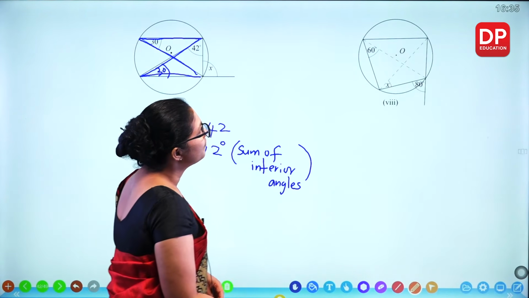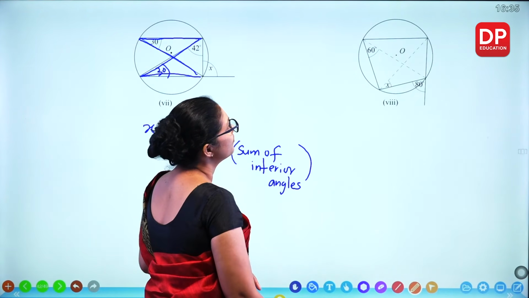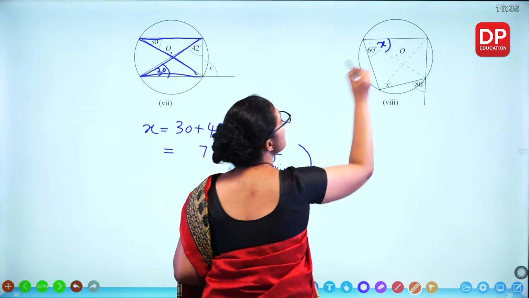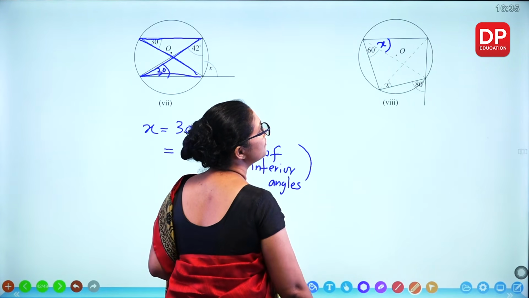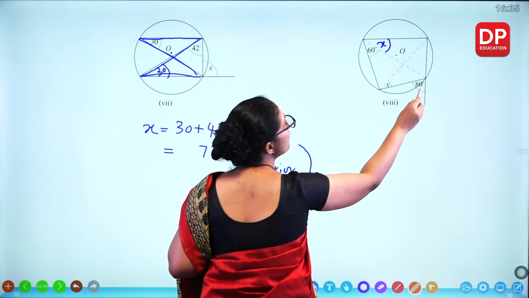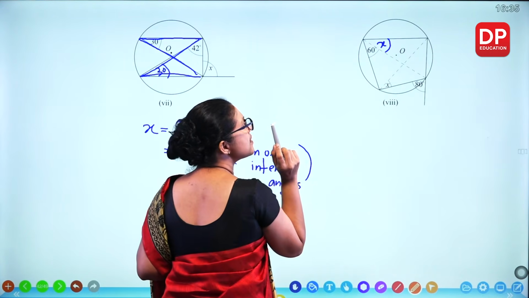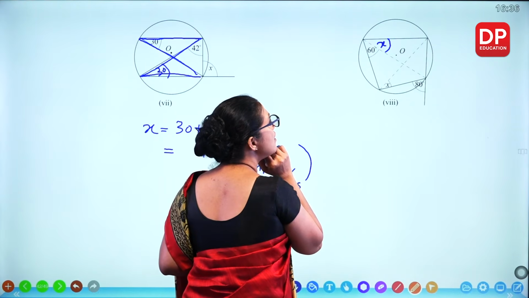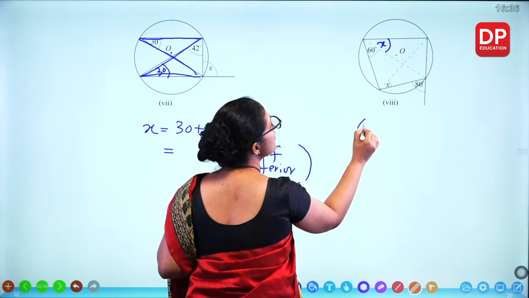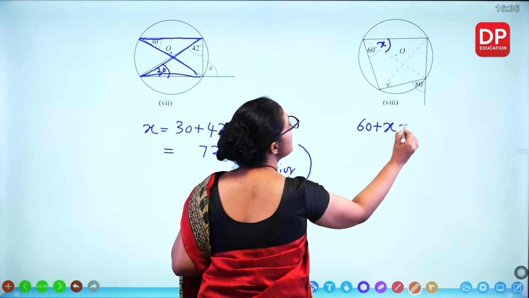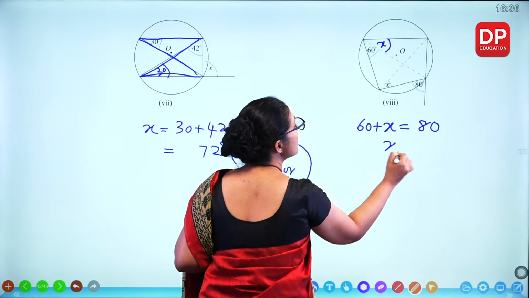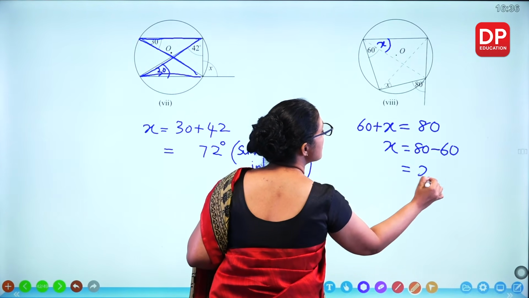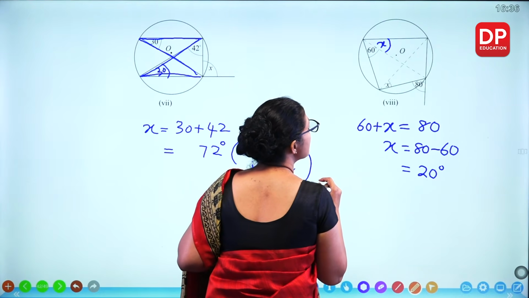This diagram. If this is x, this is also x. Same segment angles are equal. Now, this and this, same. Exterior angle is equal to the interior opposite angle. So, 60 plus x equals 80. X equals 80 minus 60. You get 20 degrees.